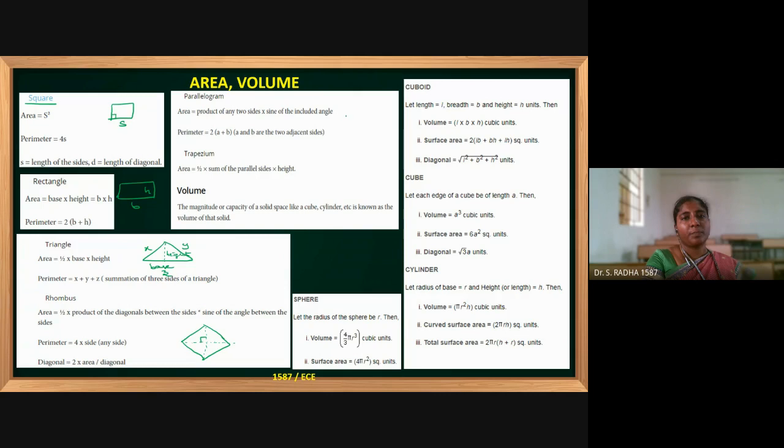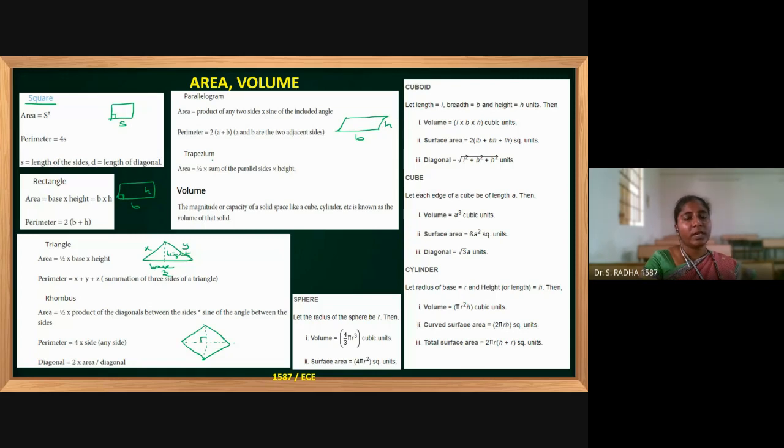Next, parallelogram and rectangle are the same, but 90 degrees is not followed at the corners. This is base, this is height. Okay, opposite sides, they are equal length. But in a rectangle, you will have 90 degrees here. But in a parallelogram, the corners will not give 90 degrees.